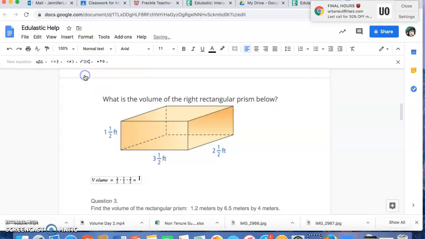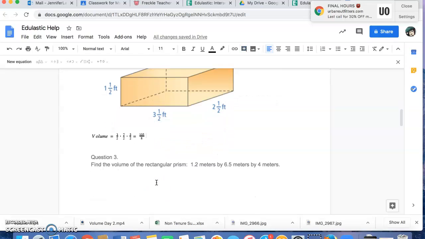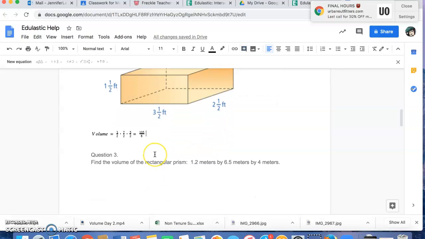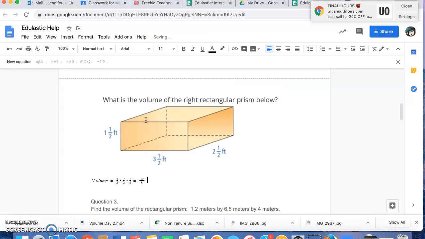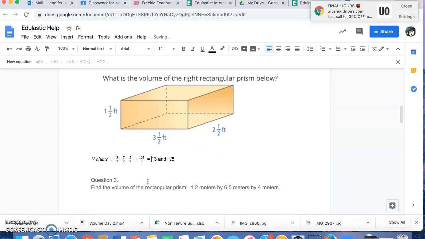Put it as a fraction. 105 over 2 times 2 is 4. 4 times 2 is 8. So 105 over 8 is your answer for that. And then you could convert it back to a mixed number. So it's 105 divided by 8. 8 goes in 13 and 1/8. 13 and 1/8 would be the mixed number equivalence of that.